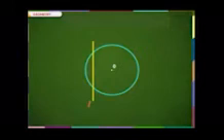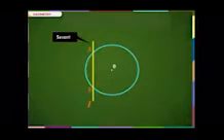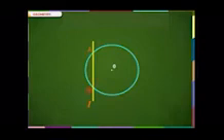We see that the line cuts the circle in 2 points. So, this line is called a secant to the circle. The line L is cutting the circle in A and B. A secant is a line that intersects the circle in 2 points.